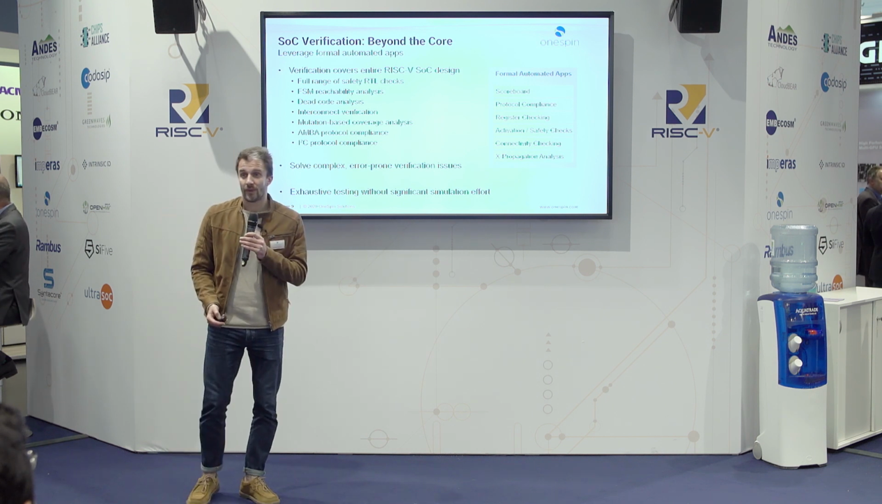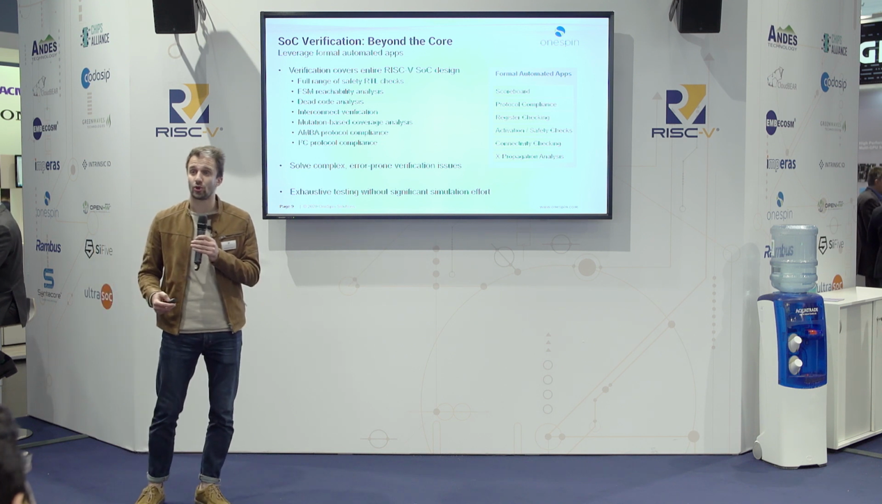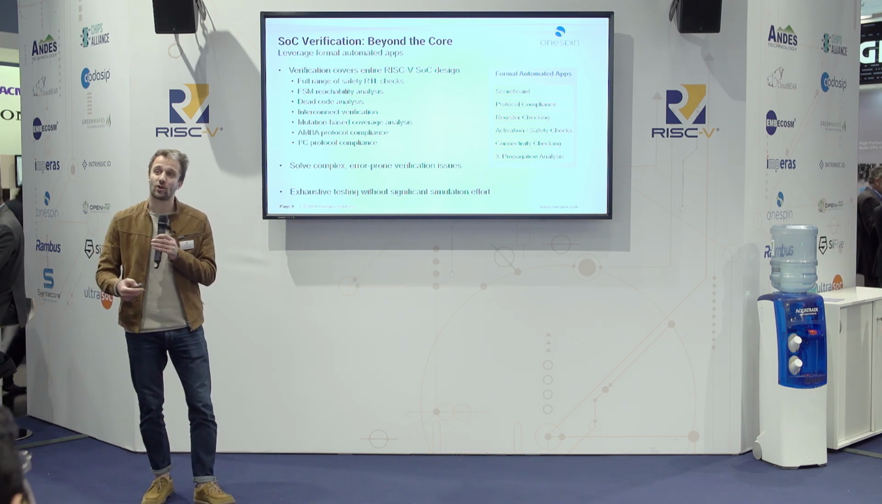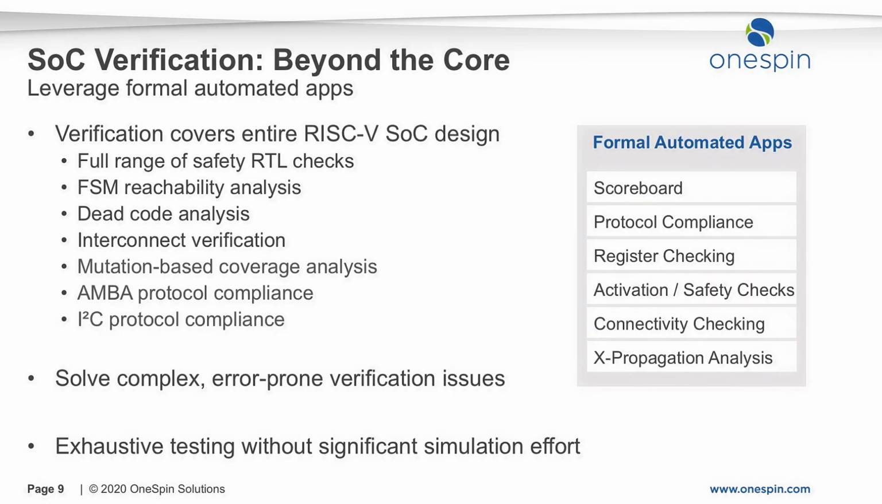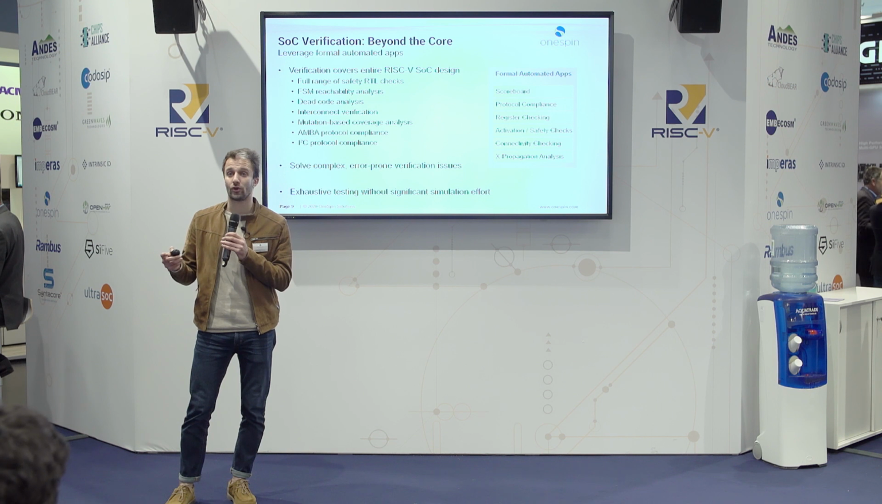Now beyond the core, OneSpin has plenty of formal automated apps that could be leveraged to check the whole RISC-V system-on-chip design. Among which we could talk about FSM reachability analysis or dead code analysis. If you are interested in optimizing your design regarding area, figuring out which parts of the code would never be executed in any execution run, then you could run these checks and figure out that these parts of code would never be reachable.